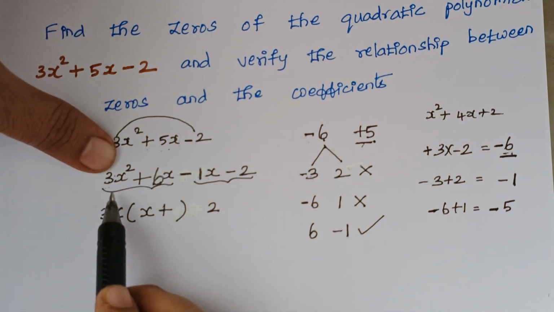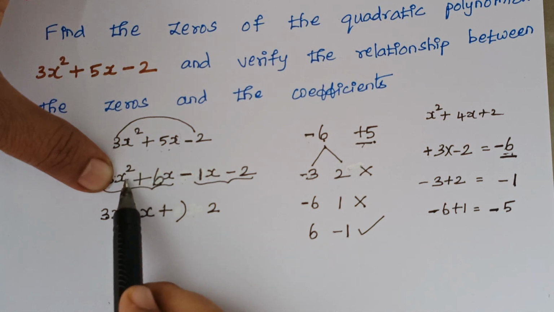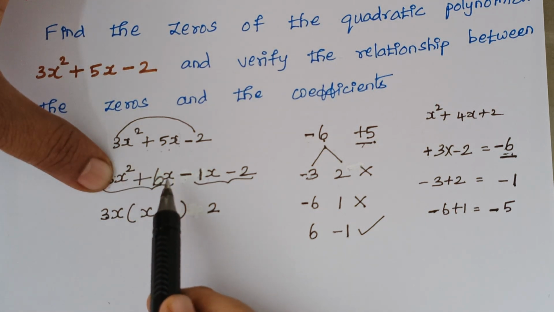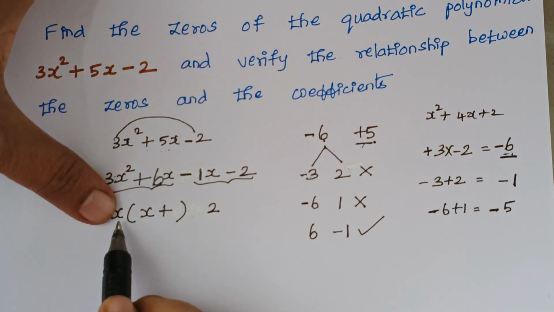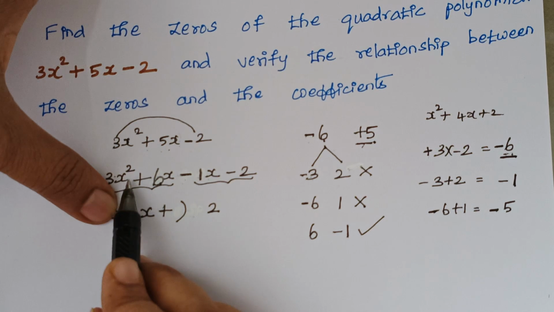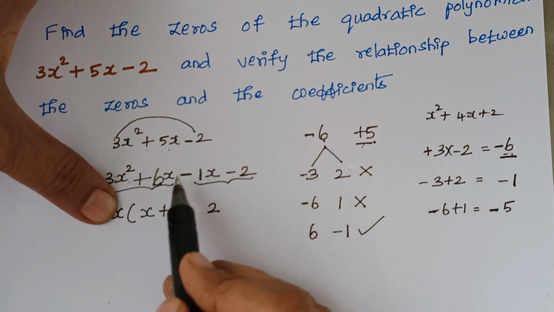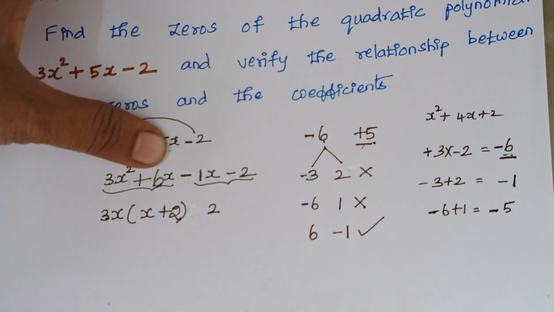So here, we can take 3 outside, and apart from that, here I am having x square and here I am having x. So I can take x outside. When you take x outside, the remaining term will be x. Here there will be an x remaining, right? So x plus, and here I have taken 3x already, so the remaining term will be 2.